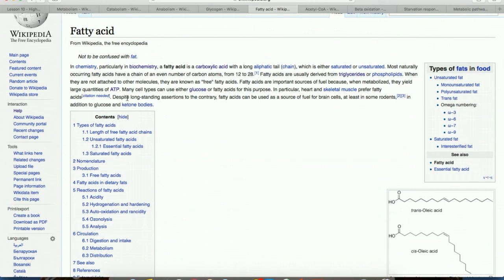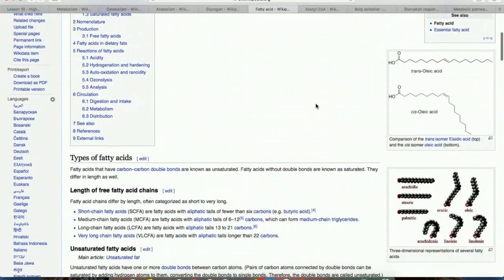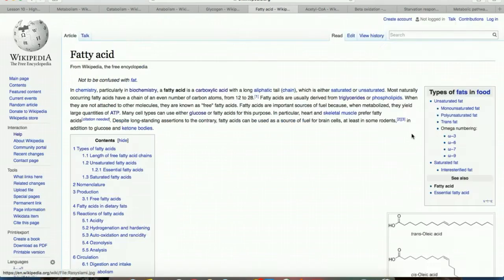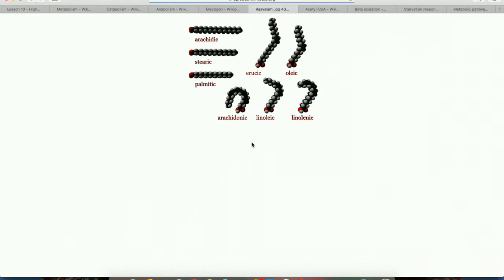All right. Okay. Despite long-standing assertions to the contrary, fatty acids can be used as a source of fuel for the brain. Okay, at least in some rodents, so this is still under study. All right, so here we have some examples of fatty acids. So here is what they look like. Okay, so they are the chains here of carbon. The black is carbon. The kind of grayish are hydrogen atoms. And then the red ones, we always remember those are oxygen.